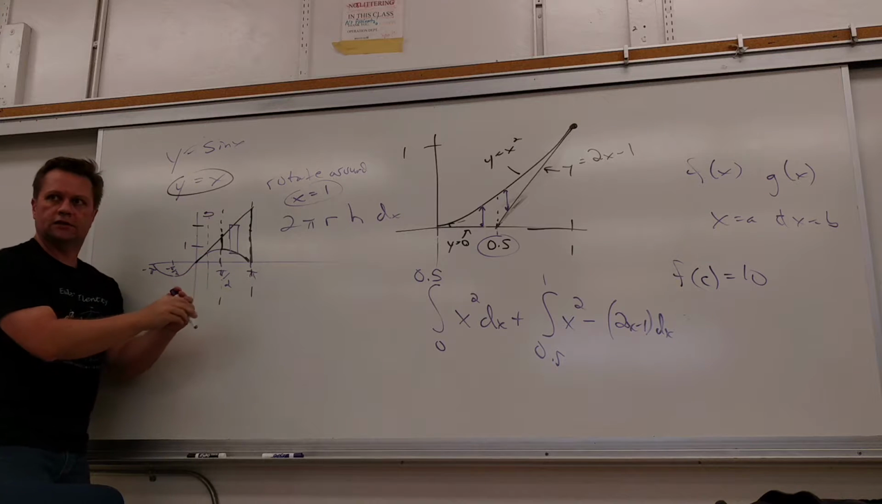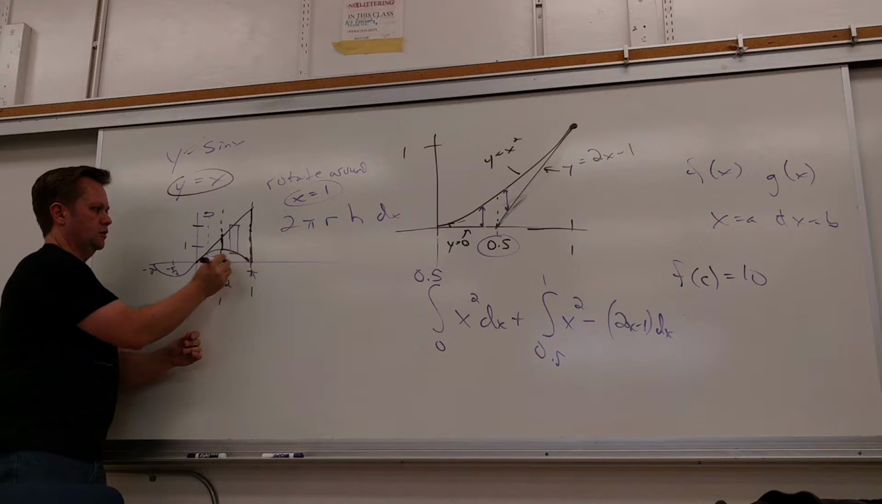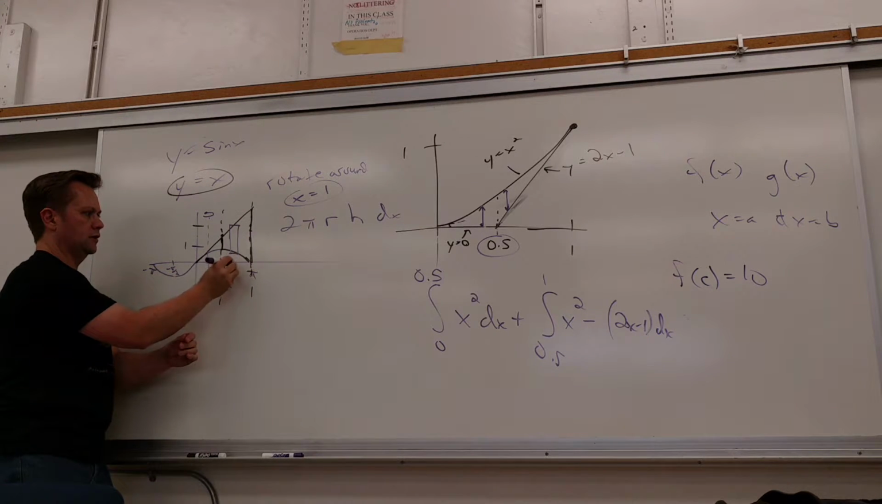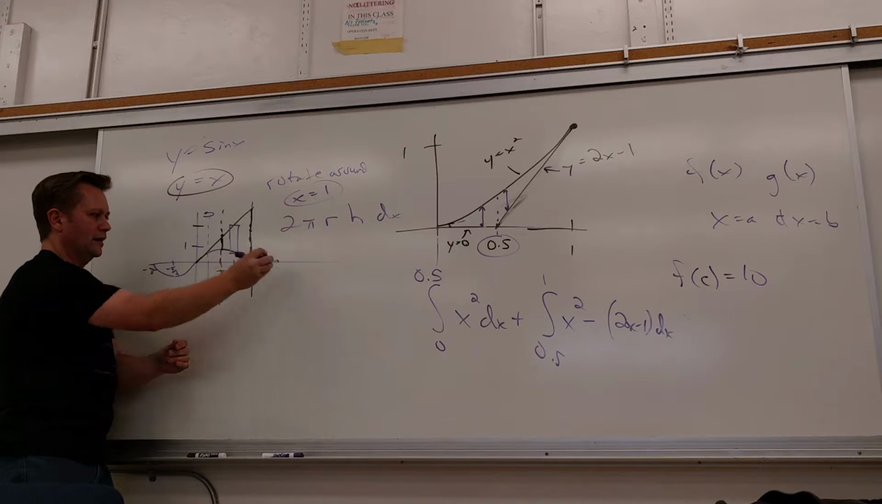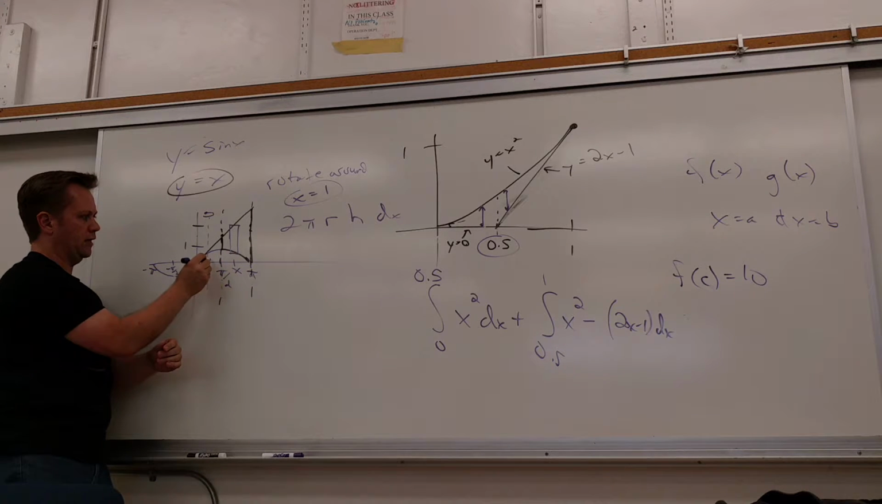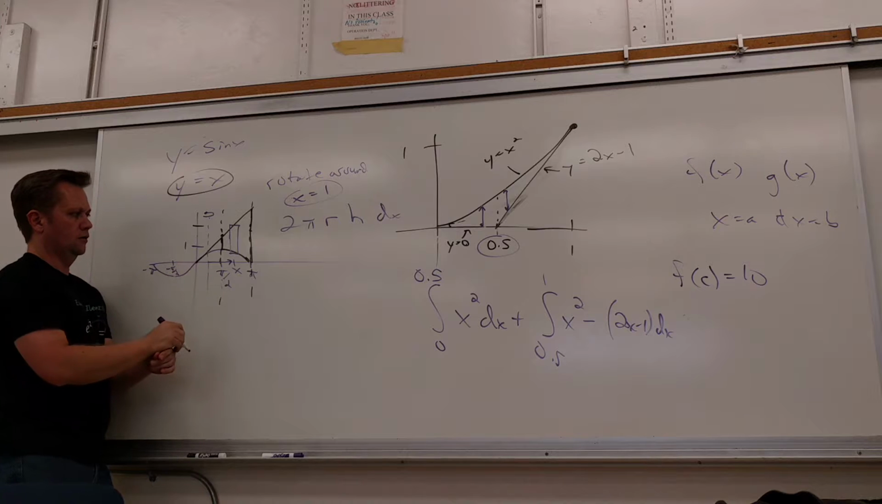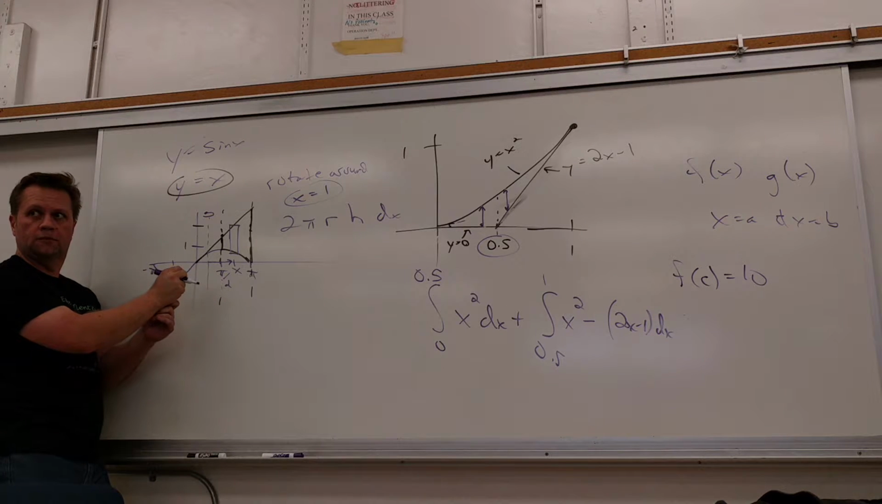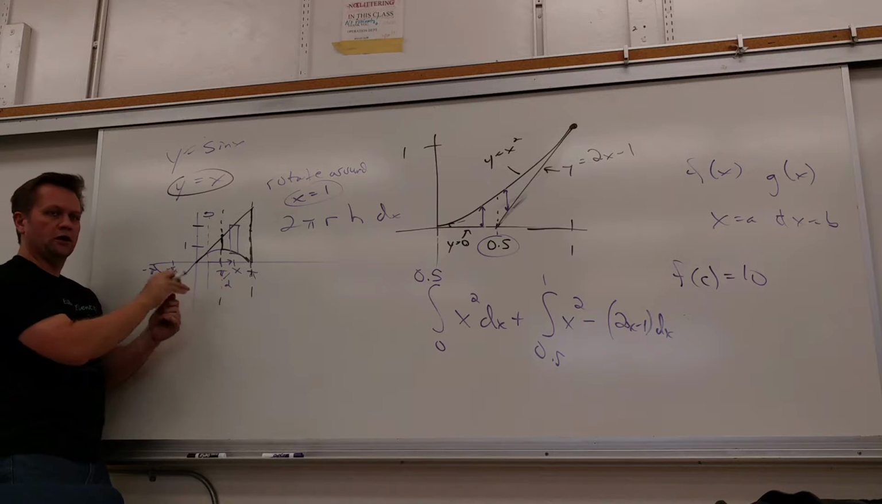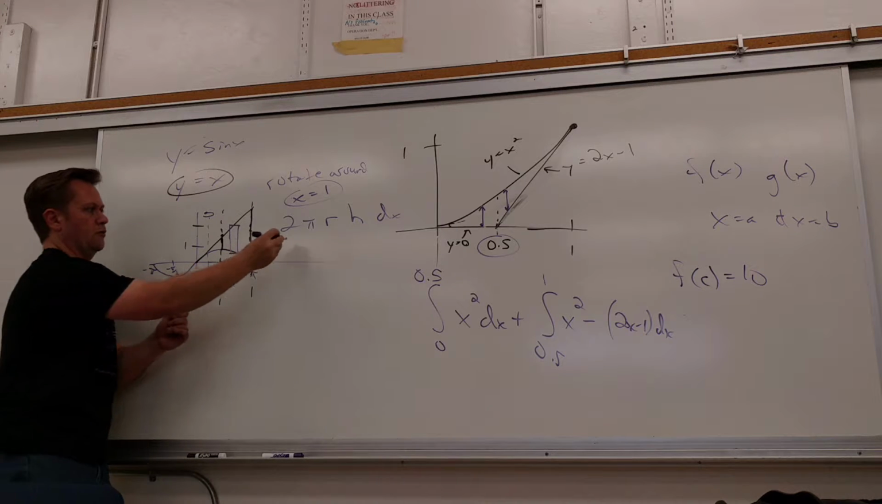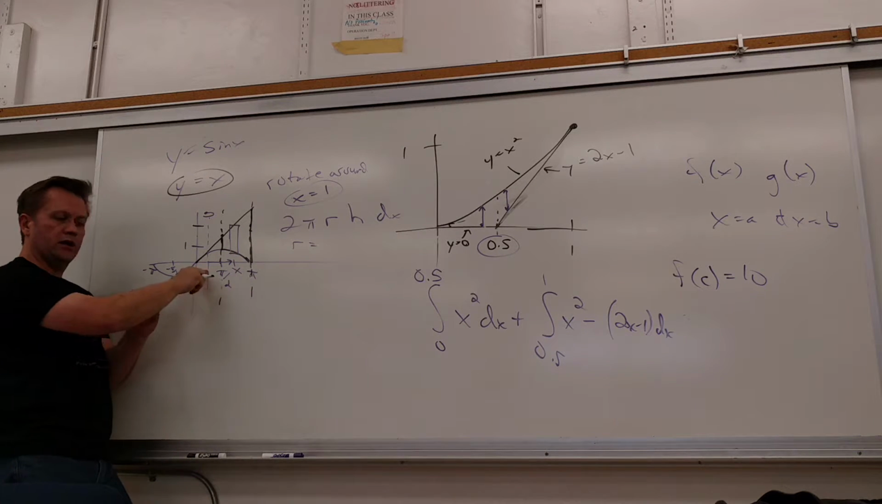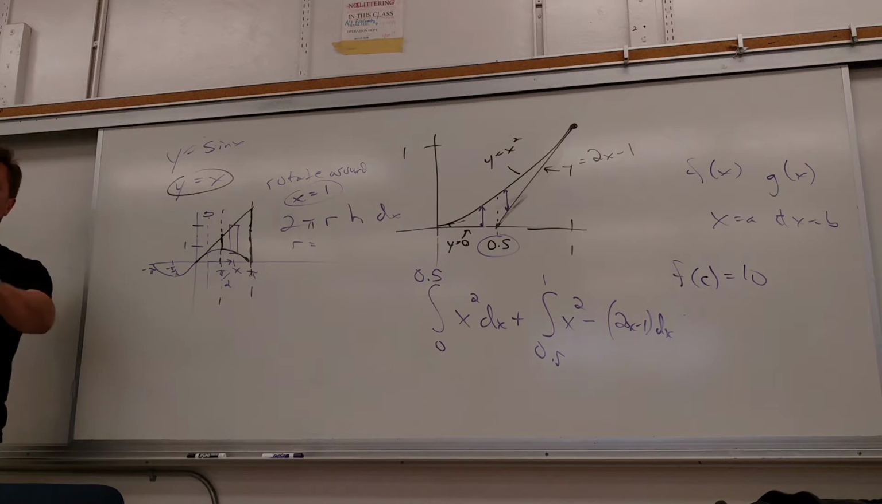So what's the radius going to be? Where is this rectangle? It's on the x-axis, so it's at x, but what's the radius going to be then? What's bigger, x or 1? X is bigger, so what's my radius going to be? X minus 1.